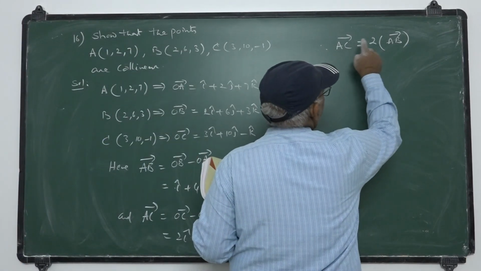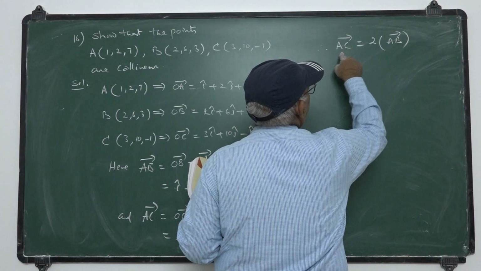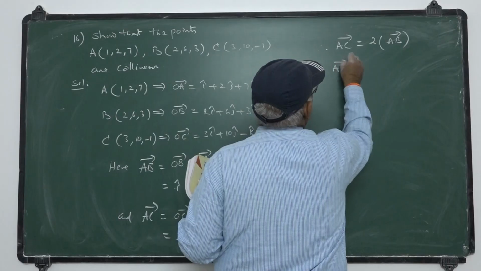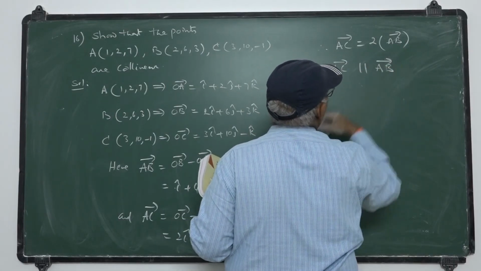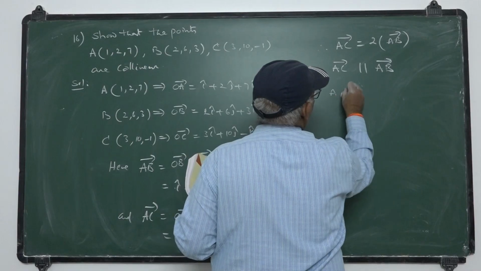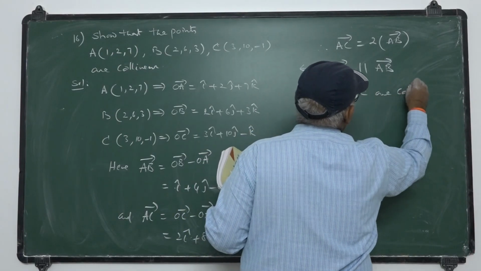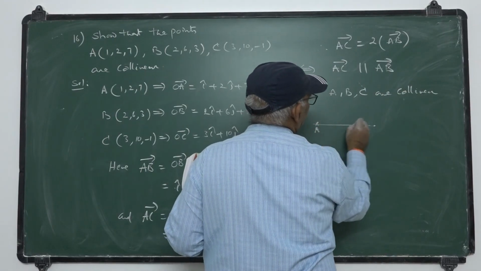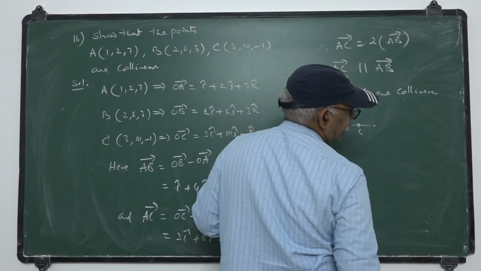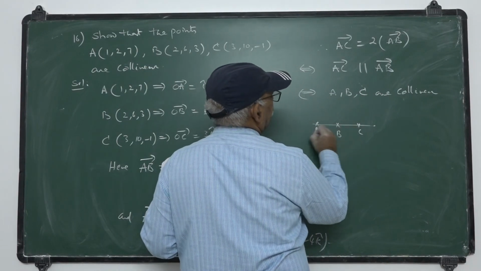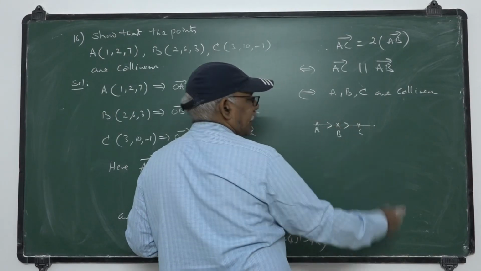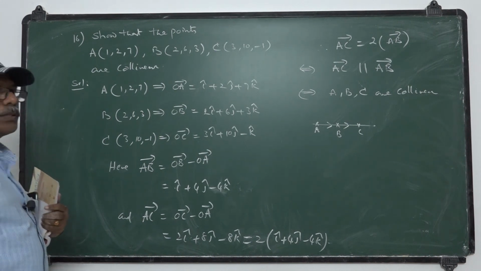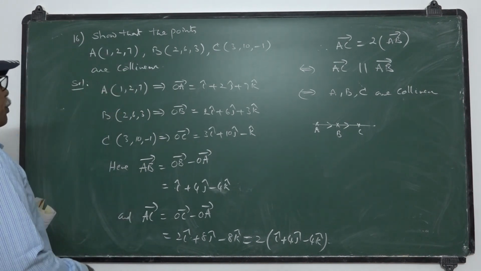So AC bar is some constant into AB bar, which means AC and AB are parallel. So that implies AC bar is parallel to AB bar, which implies A, B, C are collinear, since the direction of AC is the same as the direction of AB itself. AC is twice that of AB. So both are in the same direction or on the same line. Hence A, B, C are collinear. So the points are collinear.